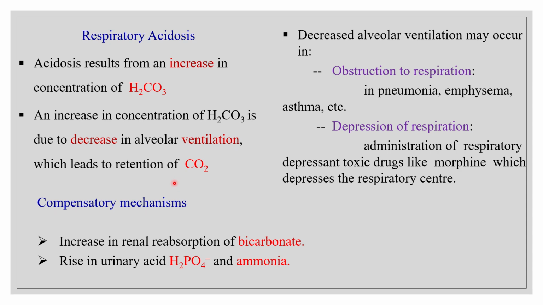So what is the compensatory mechanism? Compensation is through the renal mechanism. Always, metabolic acidosis or alkalosis can be compensated by the respiratory component and the renal, and respiratory acidosis and alkalosis can be compensated by the renal mechanism. So what compensation happens here? There is an increase in the renal absorption of bicarbonate so as to nullify the effect of excess acid. Then second can be a rise in urinary dihydrogen phosphates. These are urinary acid, dihydrogen phosphate and ammonium ions.